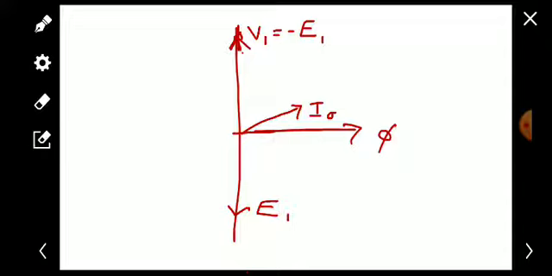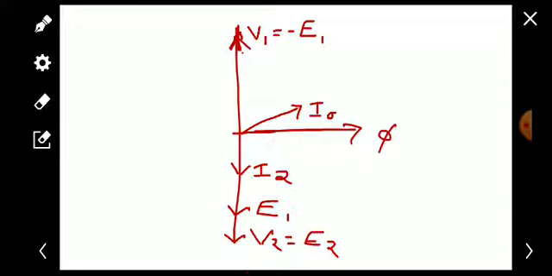And the secondary induced EMF E2 and the secondary voltage V2 are also in phase with E1. That also we have learned in the previous lectures. That is, V2 will be equal to E2 here. Here we are considering the load as a pure resistive load. So the current I2 will be in phase with the voltage V2. We can draw the I2 here.